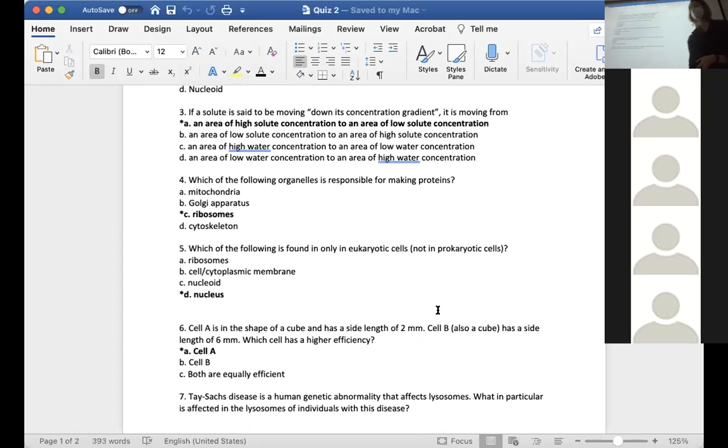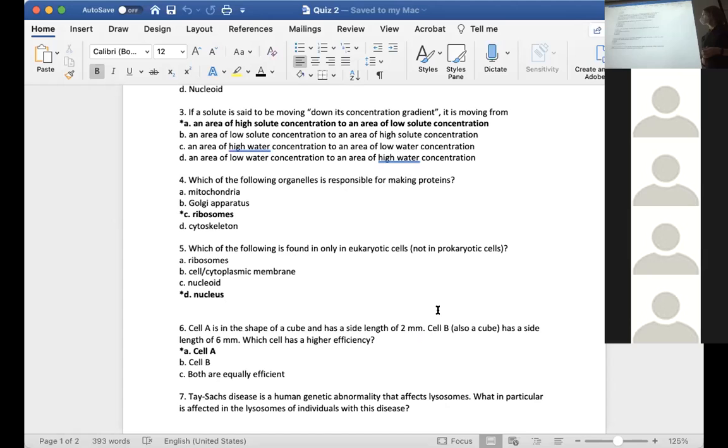As I said, I'm definitely going to ask you about solutes moving and water moving across membranes in response to other concentrations. So this is a pretty big topic. It'll come up over and over again. So for this one, if a solute, so a solute, you can think salt, is said to be moving down its concentration gradient, it's moving from an area of high solute concentration to low. So we're just talking about solute here. We're not even thinking about water. So down a concentration gradient is going to be from high to low.